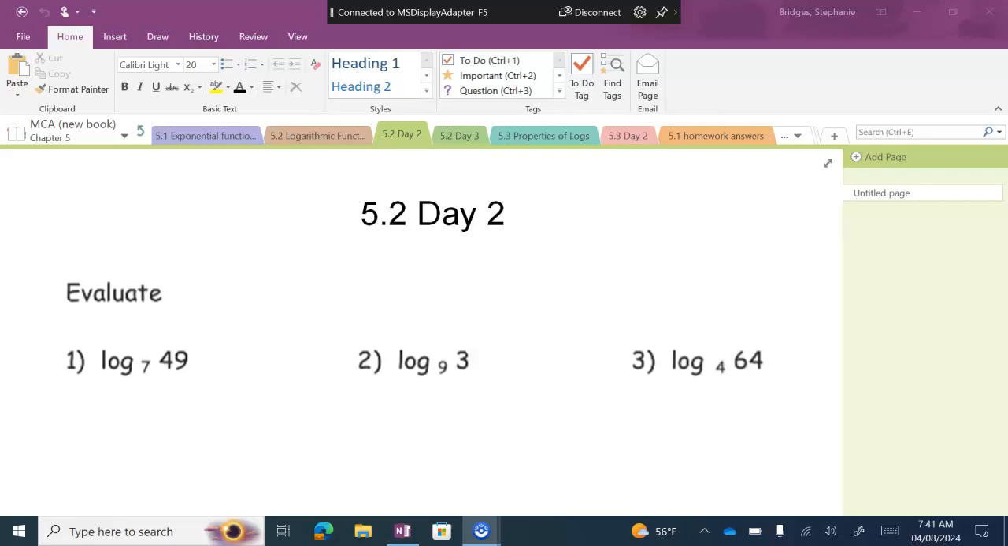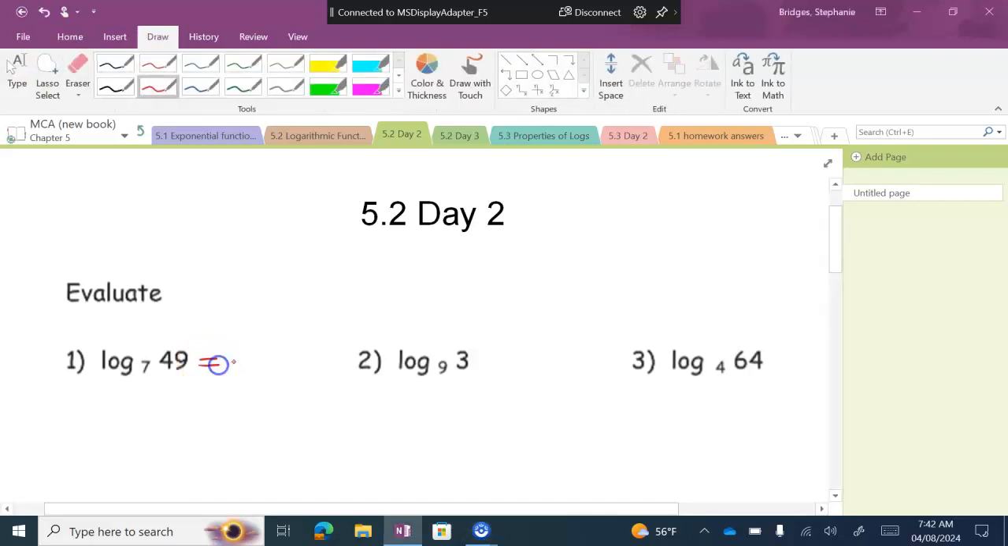So what we're going to do is start with the first one, log base 7 of 49, and figure out what that simplifies to be. The very first thing we're going to do is make it equal to x. So we can make a little log equation. Go ahead and set it equal to x because we're trying to figure out what this thing simplifies to be.